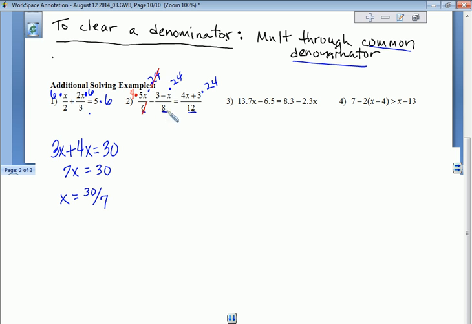Thank you. All right, how many times does 8 go into 24? 3. So this has to be multiplied times 3. And how many times does 12 go into 24? 2. So this gets multiplied times 2. So we get 4 times the 5x minus the 3 times the 3 minus x equals 2 times 4x plus 3. Okay, take it in. See if you follow what just happened.